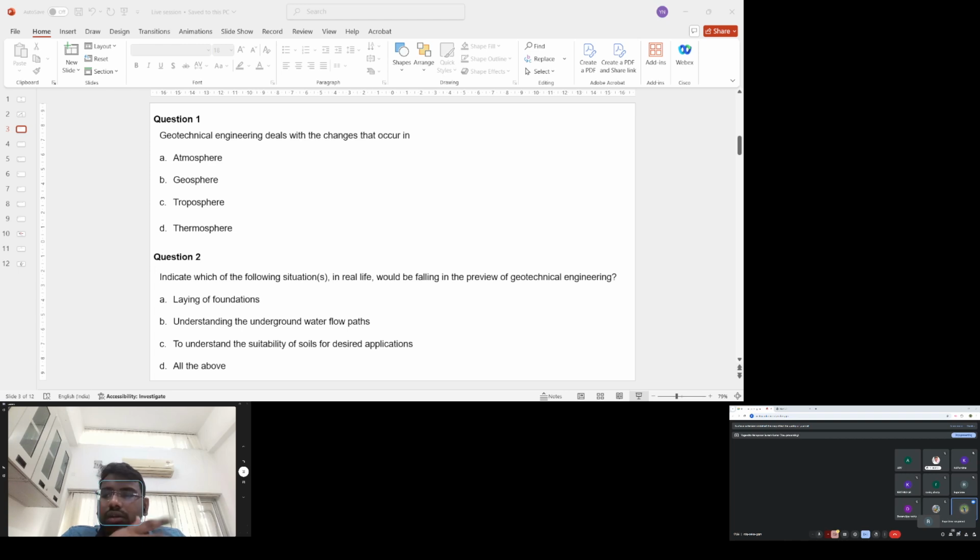Yes. So let us discuss the other options. First of all, the first option is straightforward, laying the foundations. That is the primary reason, as a civil engineer, why we are learning geotechnical engineering. That is fairly straightforward. And B is understanding the underground water flow paths.